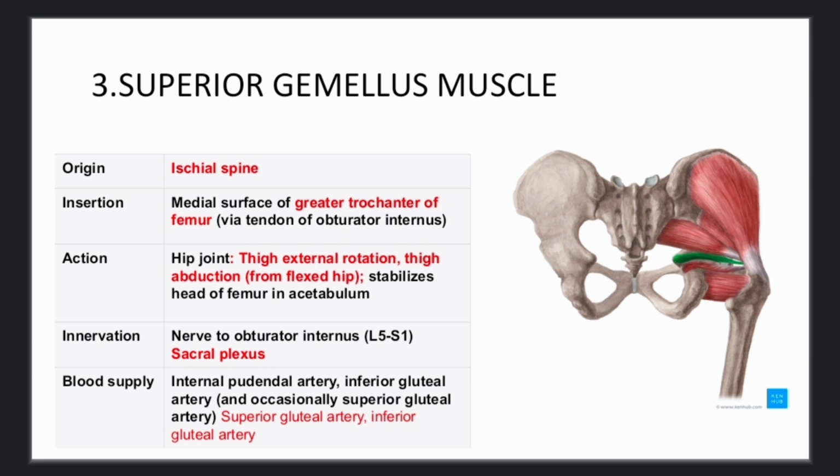External rotation occurs when you turn your foot outward while standing. Abduction of the thigh occurs when you move your knee outward while sitting. And stabilization of the hip while doing your daily activities like walking, running, climbing stairs, and all. So they play a similar role.